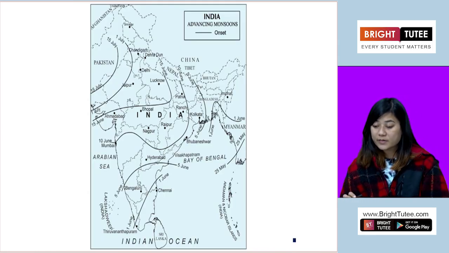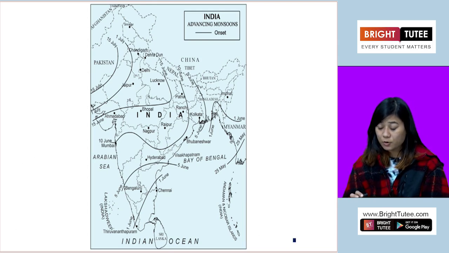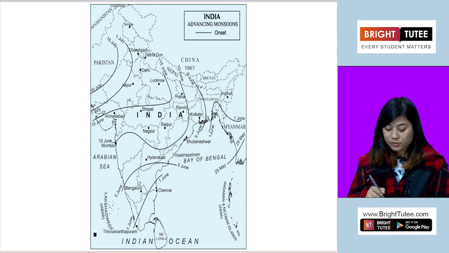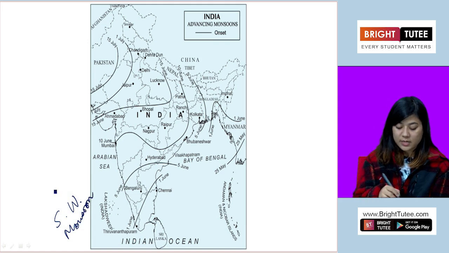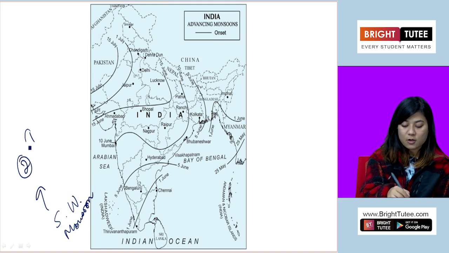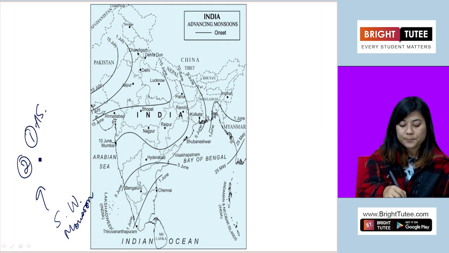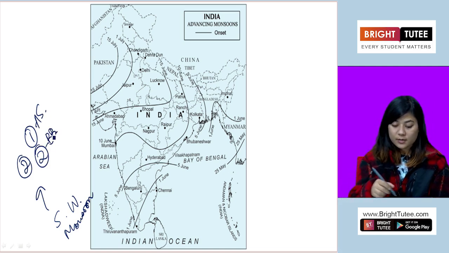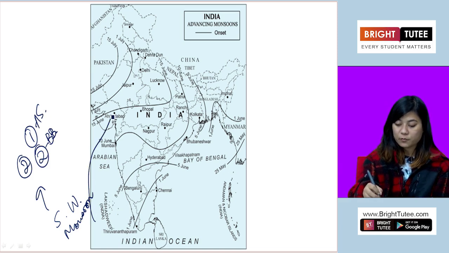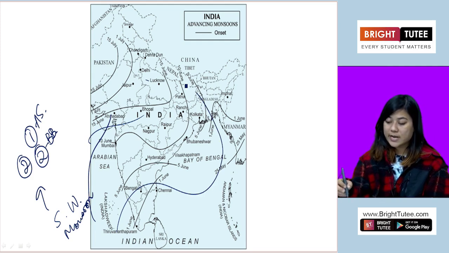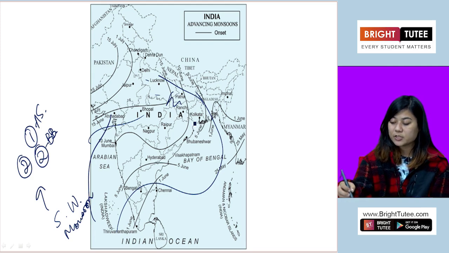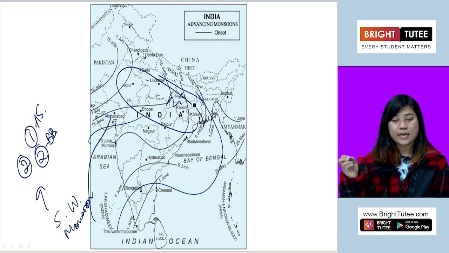So here in this map you can see the advancing monsoon wind. We said the southwest monsoon has two branches: one is the Arabian Sea branch and two is the Bay of Bengal branch. This is the Arabian Sea branch and this is the Bay of Bengal branch, and it merges here. You can see how it merges and causes rainfall in this area.